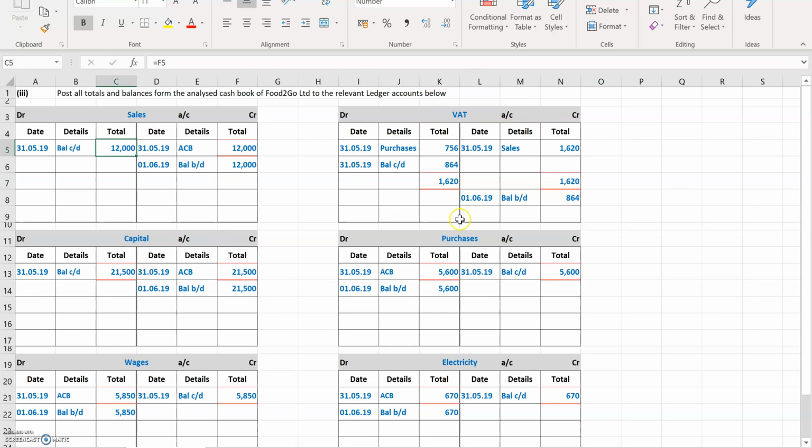Okay, making sure for VAT that we found out what the difference was between the two sides to make sure that these two figures stay the same. Important then that you put a single and a double line underneath it to make sure that the accounts are closed off, and it makes it nice and neat. So it should look something like this.